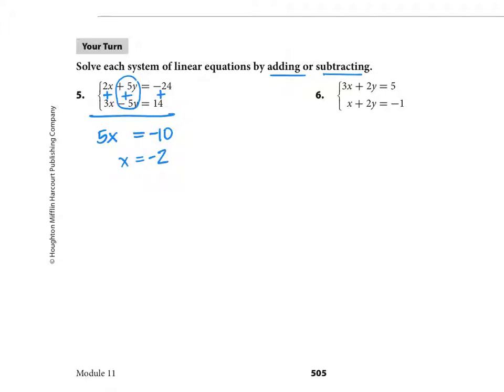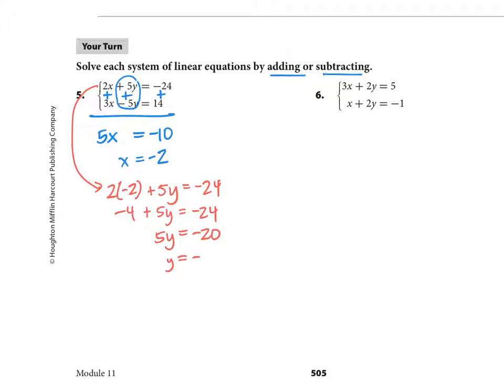And of course, we have to figure out what y is. So I'm going to use the first equation. Instead of 2 times x, it's 2 times negative 2. And solve for y. I'm going to add 4 to both sides, get negative 20, and there's our y. That means these two lines, if they were graphed, would intersect at this point.